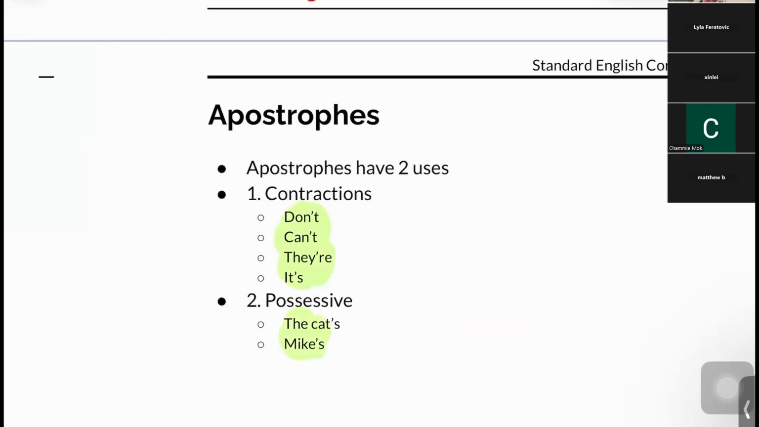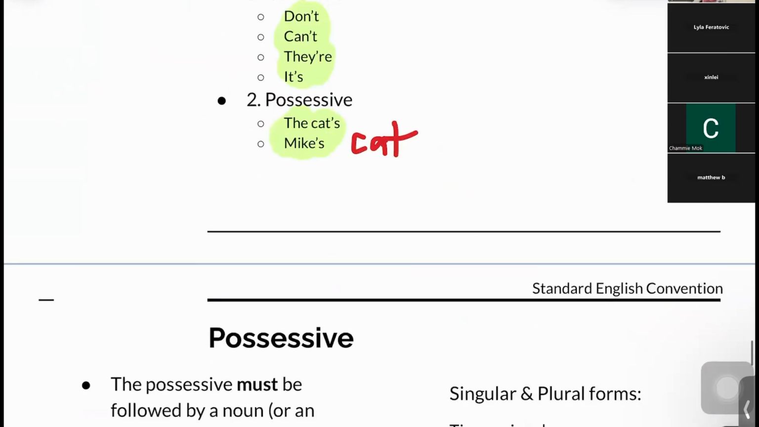The other purpose they have is that they make nouns possessive. So like the cat's claws or Mike's cat, right? So we're talking about the cat that belongs to Mike. The cat of Mike would be Mike's cat. That's the purpose that apostrophes serve.